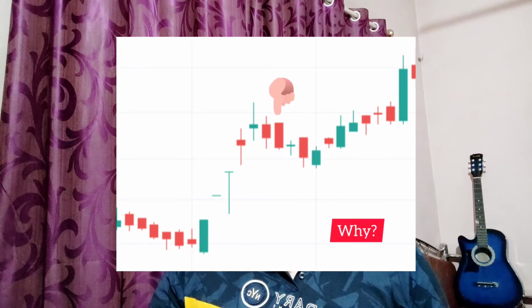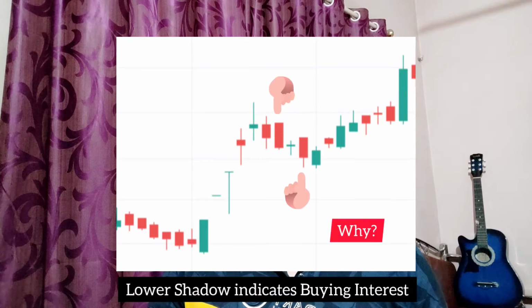Why? Because if you see the third candle, there is a bit of a lower shadow there, right? So the lower shadow means that there was some sort of buying interest. So it is not a complete bearish signal. So he would have avoided the trade.